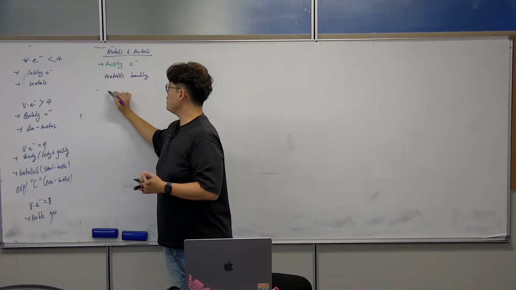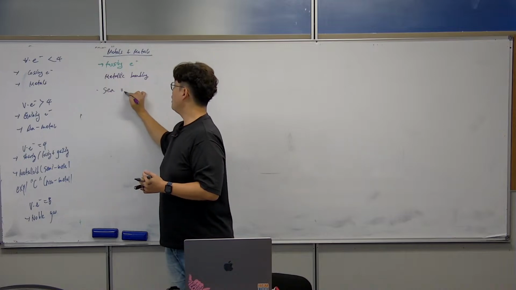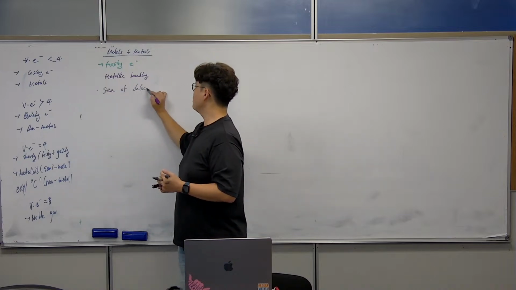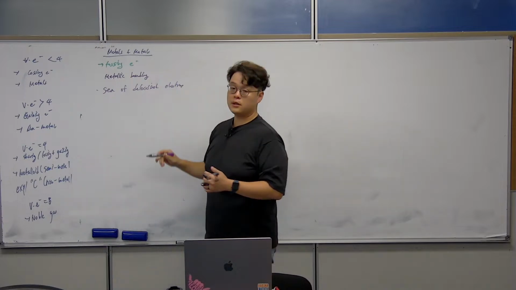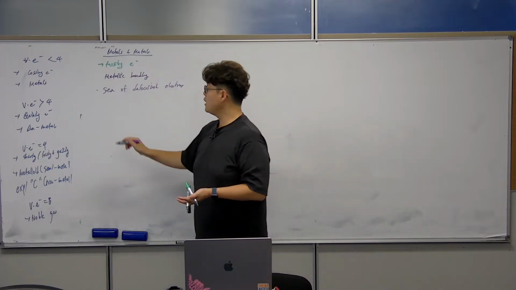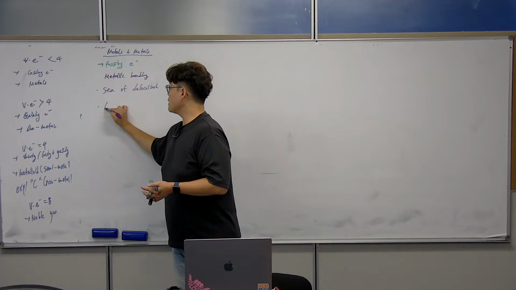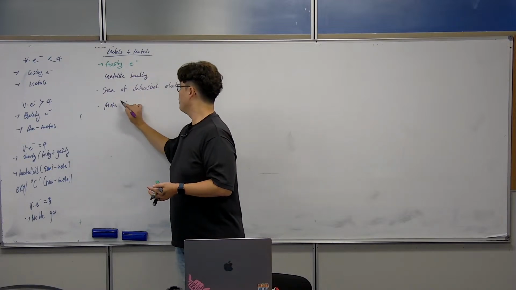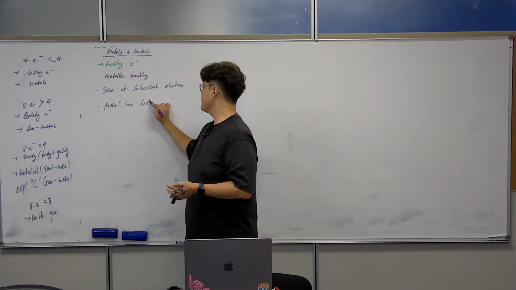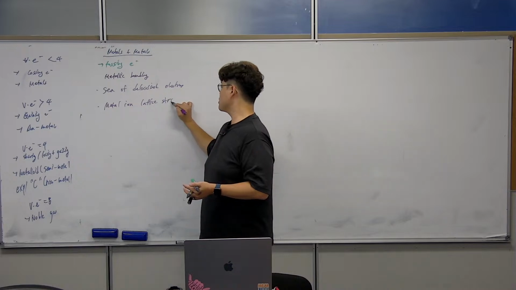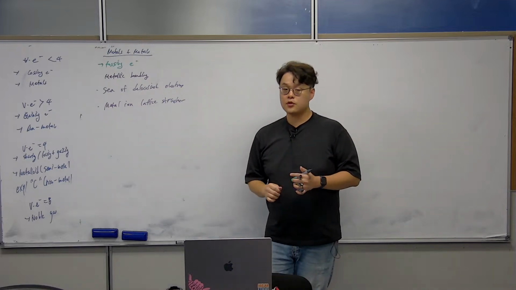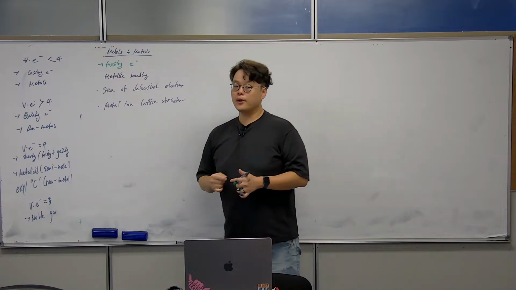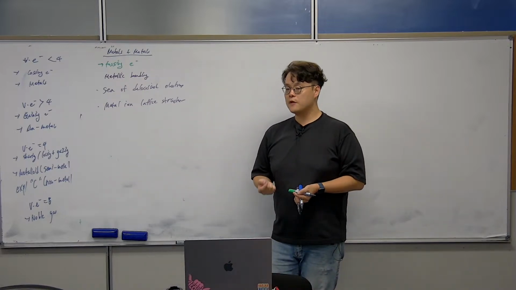That's in between the sea of localized electrons, also known as free electrons, and the metal ion lattice structure. Okay, so the common type of question you get is to relate that to the metal's physical properties.